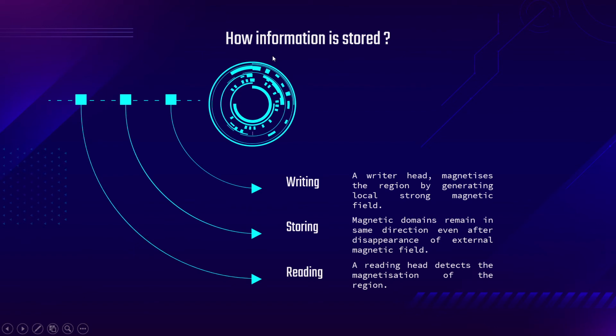Now, how is information stored? First, writing. A write head, which is a strong electromagnet, magnetizes the region by generating a local strong magnetic field. So, here we should consider that our material should be easily magnetized in an external magnetic field. Now, storing. Magnetic domains remain in the same direction even after disappearance of the external magnetic field, which means our material should have magnetic hardness. Now, reading. A reading head detects the magnetization of the region.